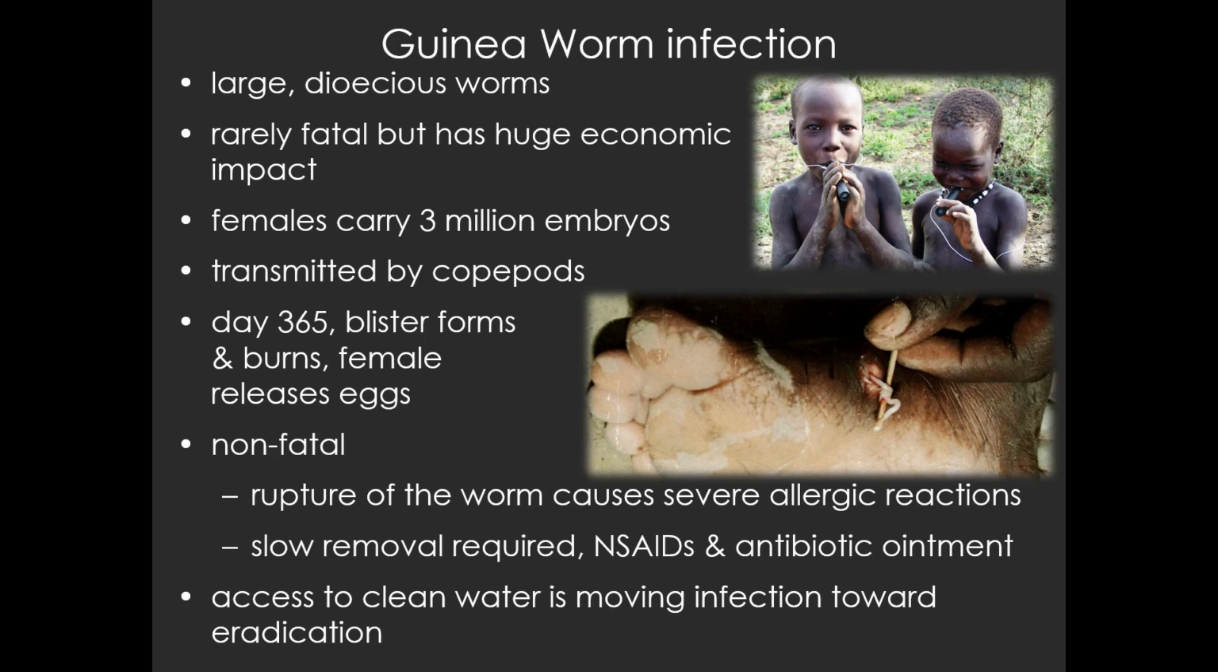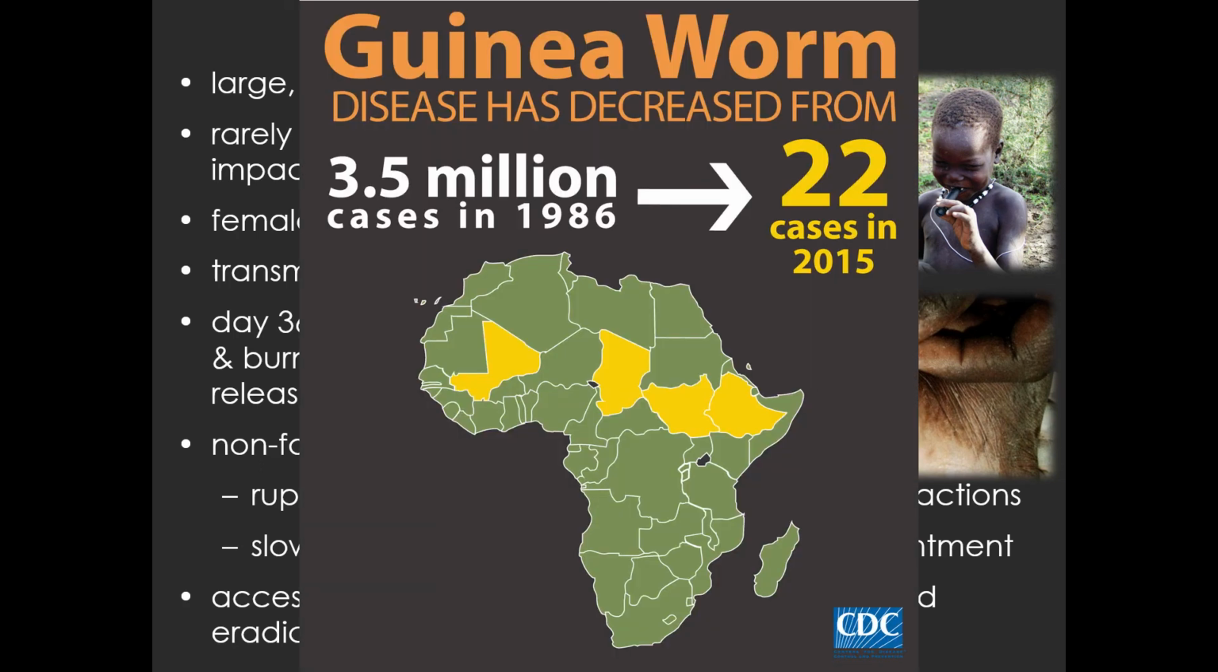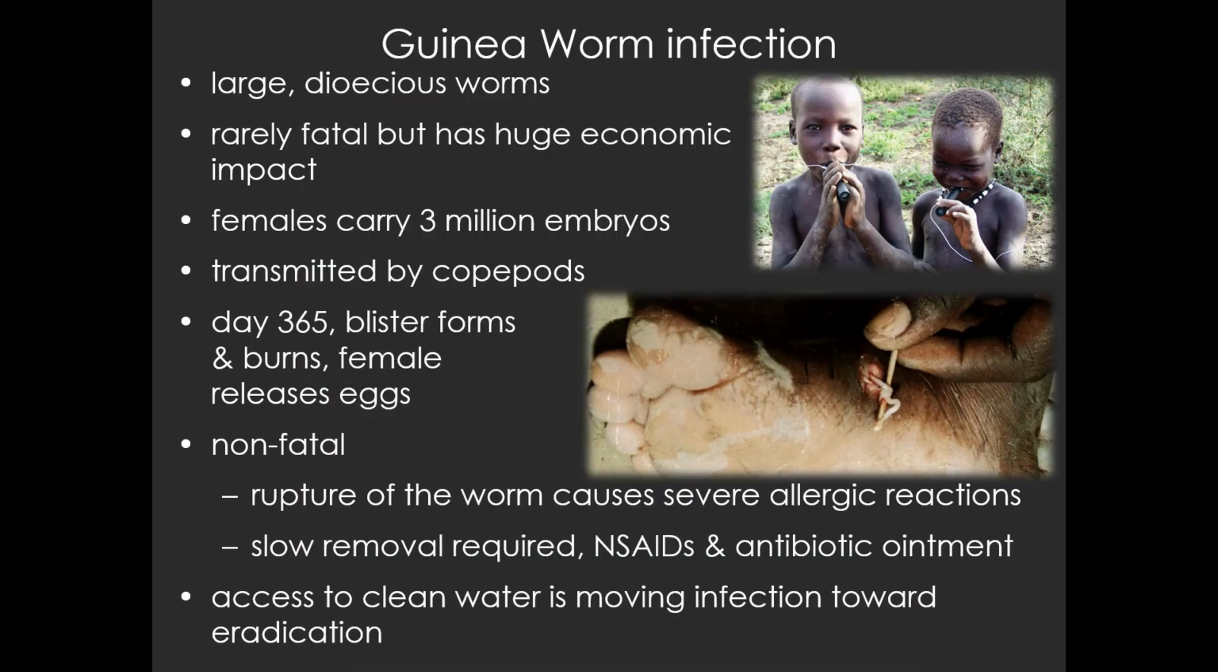So here's the good news. Access to clean water, which is super easy because all you have to do is drink through a straw, is moving this infection toward eradication. The guinea worm is a great candidate and will be eradicated sometime soon throughout the entire world. And that is primarily due, as I mentioned, to the WHO, the World Health Organization, and other organizations passing out these straws, which these two little boys are shown holding on to, which they drink water through because it keeps them from getting the guinea worm transmitted to them.